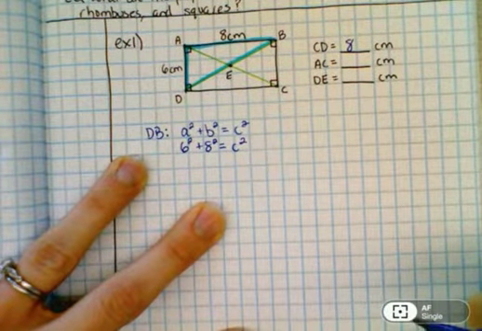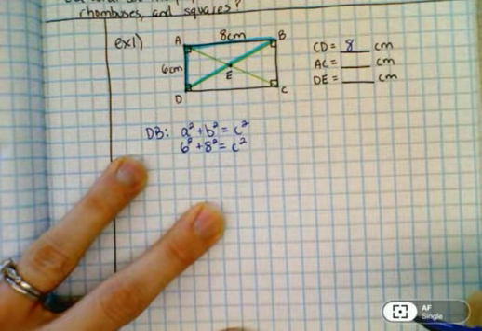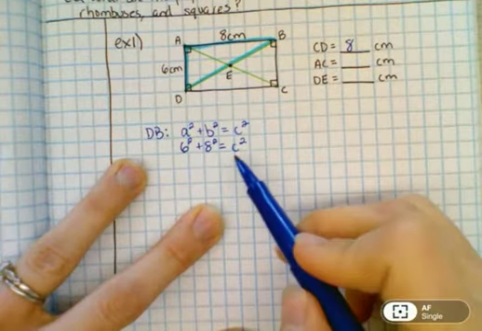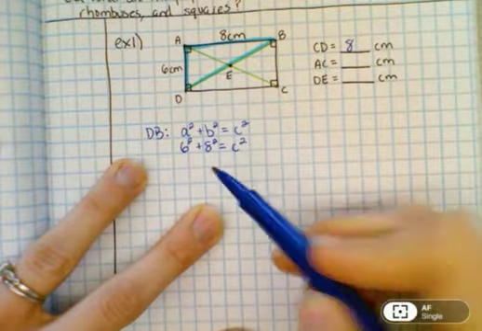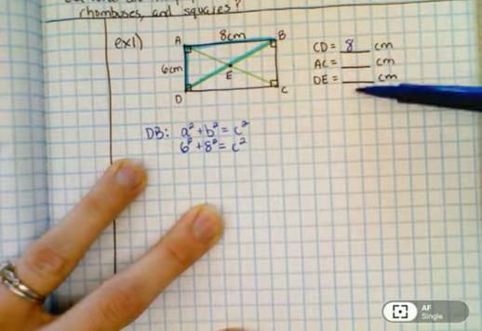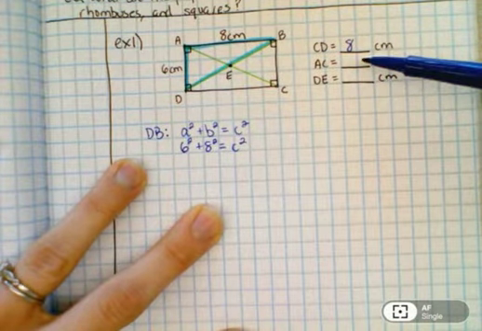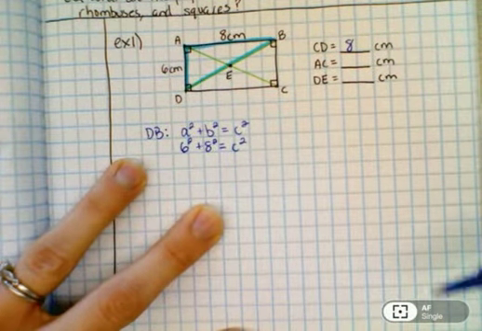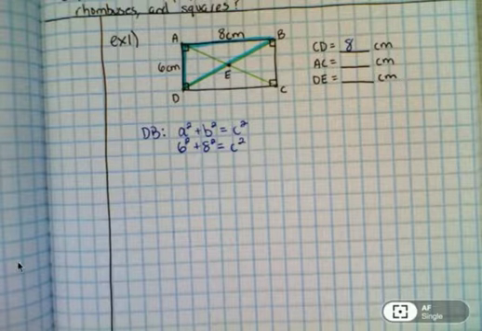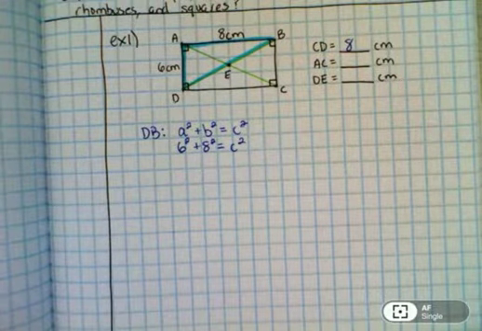So at this point, I would like for you to go ahead and pause the video, figure out the length of C, and then see if you can finish both of these questions. What is the length of AC, and what is the length of DE? Go ahead and figure that out, and then come back when you're ready.